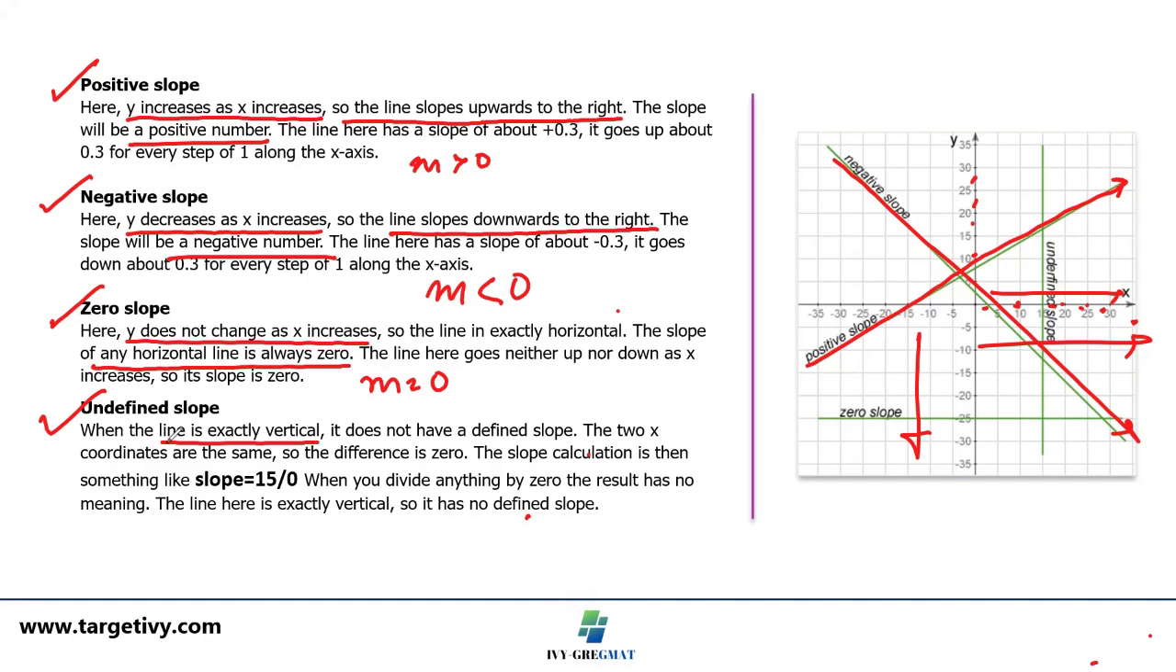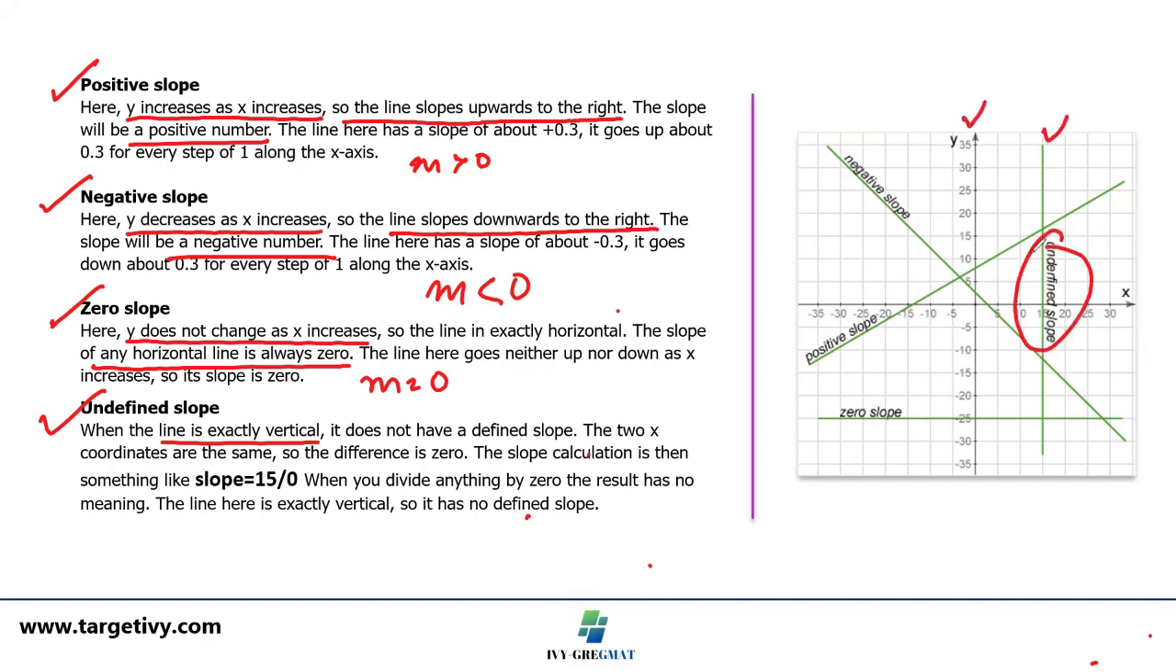An undefined slope: when the line is exactly vertical, the slope is undefined. The line is exactly vertical. This one is an undefined slope. It does not have a defined slope. So it's actually like this: anything divided by 0 is undefined. We'll come to it at a later stage.